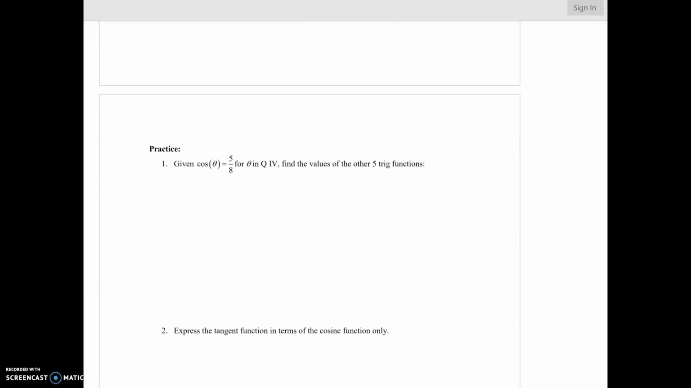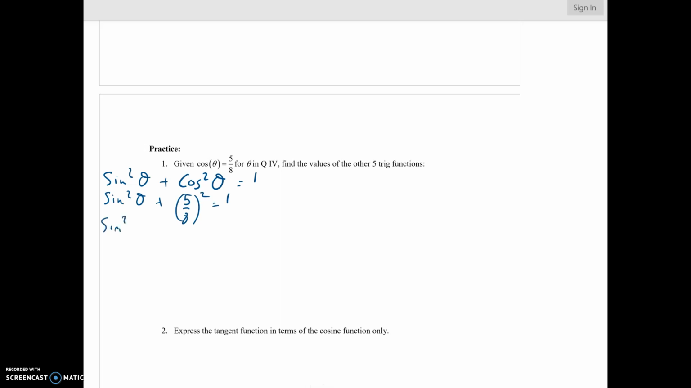All right, so in this problem, what do we have? You have the value of the cosine of the angle theta equal to 5 over 8, for theta being in quadrant 4, and find the value of all the other trigonometric functions. First, one of the identities that I like to use very often says that the square of the sine of the angle plus the square of the cosine of the angle equals 1. I know the value of the cosine, so I can say that sine squared of theta plus (5 over 8) squared equals 1.